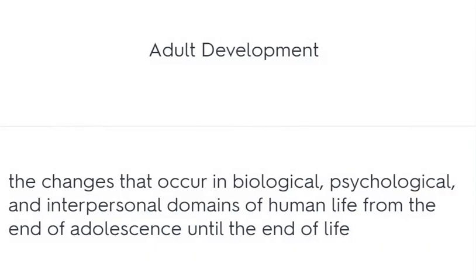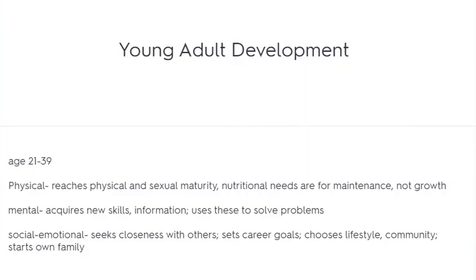Adult development. The changes that occur in biological, psychological, and interpersonal domains of human life from the end of adolescence until the end of life. Young adult development. Age 21 to 39. Physical: reaches physical and sexual maturity. Nutritional needs are for maintenance, not growth. Mental: acquires new skills and information, uses these to solve problems. Social emotional: seeks closeness with others, sets career goals, chooses lifestyle, community, starts own family.